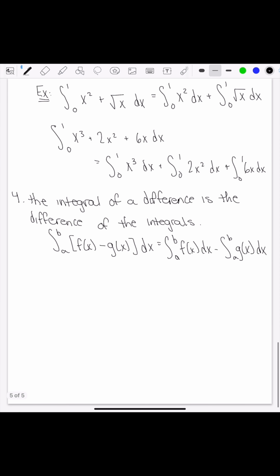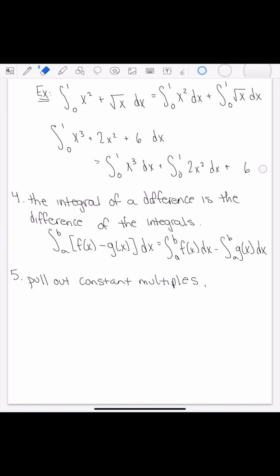Alrighty, and this one I love, is that we get to pull out constant multiples. Constant multiples is the key word. You don't get to just pull out, for example, if this was just a 6 added on here, I wouldn't be able to just erase this integral piece and just add 6. No, that would be wrong. You would have to still integrate 6.